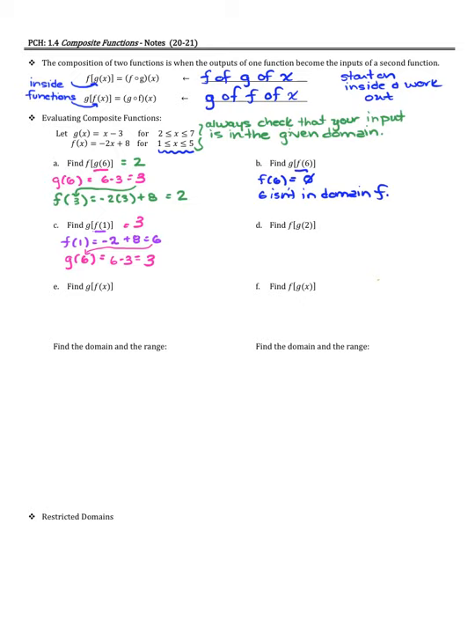We keep going. Find f of g of 2. g of 2 is fine; 2 is in the domain. 2 minus 3 is negative 1. Now I'm going to find f of negative 1, but notice that negative 1 is not in the domain of our f function. Sometimes you are going to find it doesn't work on the first function, and sometimes it doesn't work on the second function.